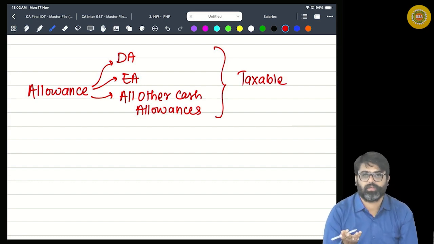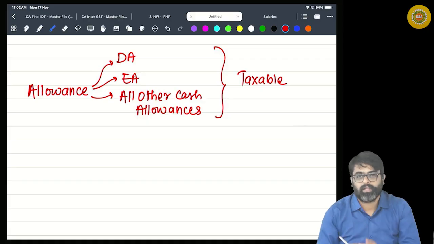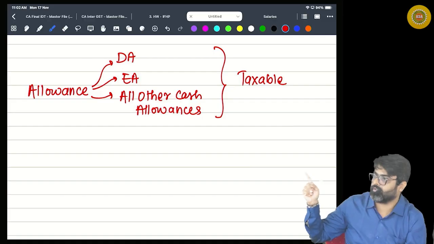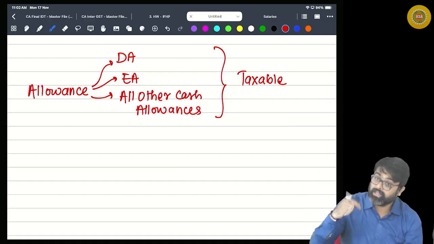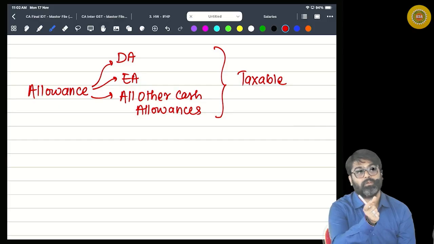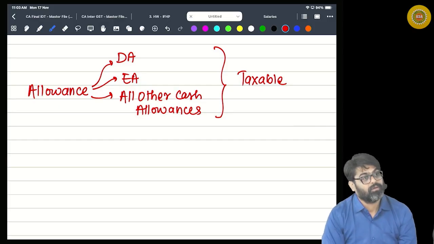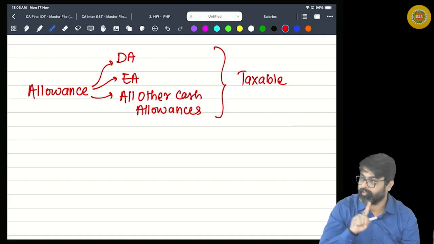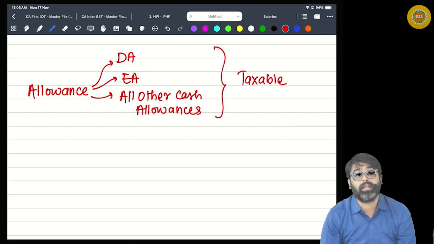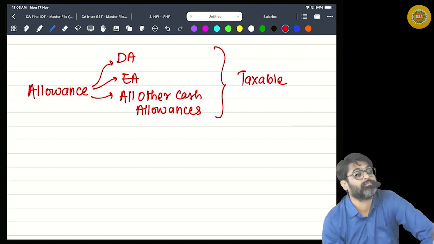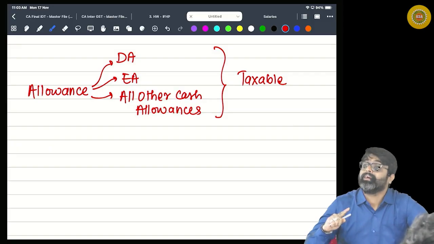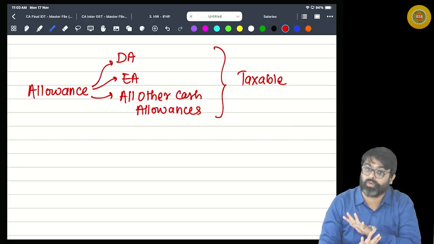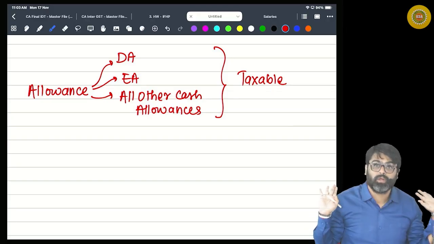Now in the examination, they will deliberately tell you that you have received medical allowance. Can you see medical allowance here? All other cash allowances, medical allowance will be covered, yes or no? They will deliberately give you that out of the medical allowance, 80% is spent for meeting medical expenses. What will you do? Underline that information, and besides that, you will write 'ignore', because these allowances are fully taxable. No exemption or no deduction is available with respect to these allowances.